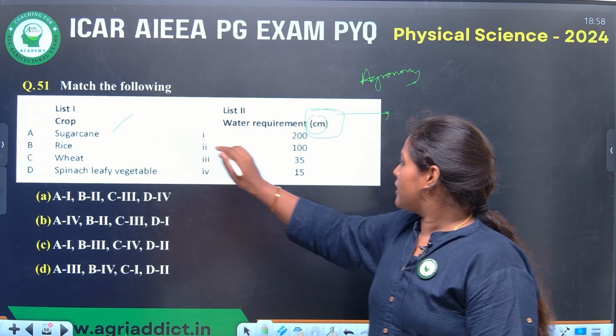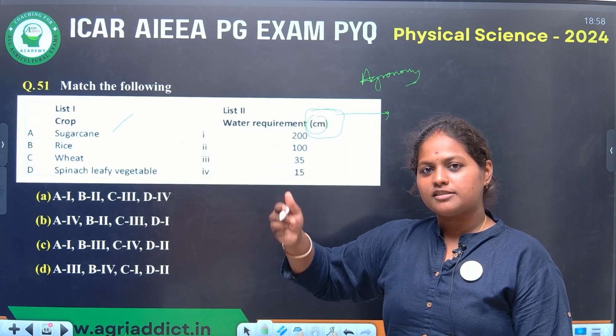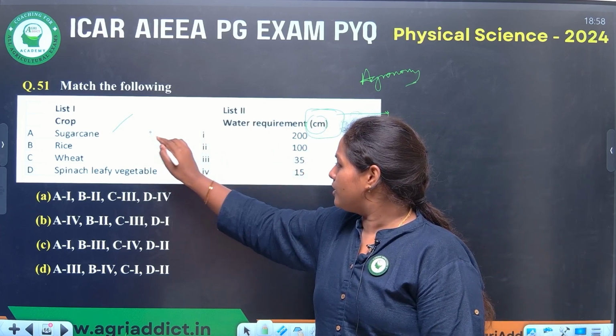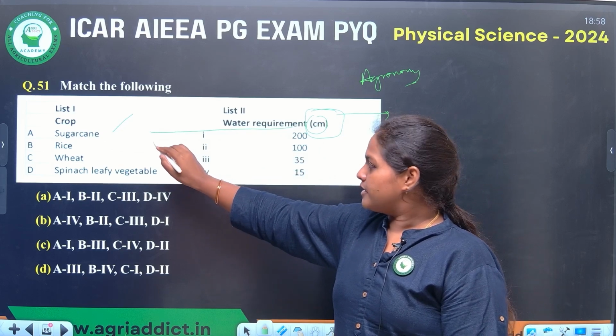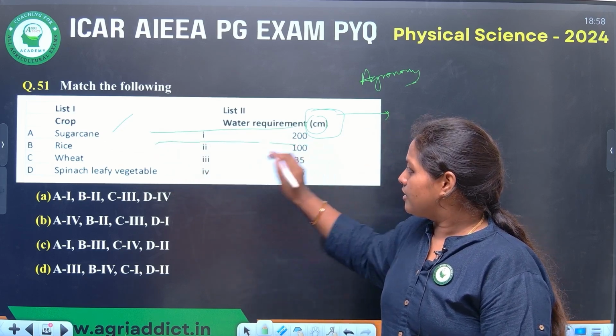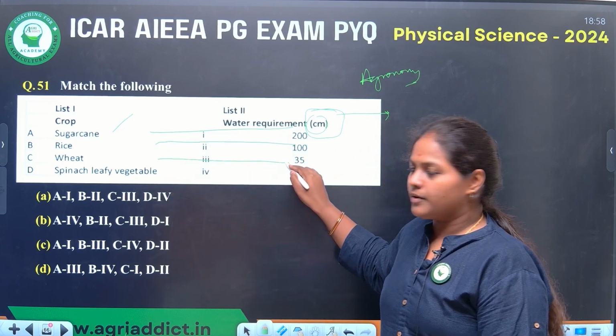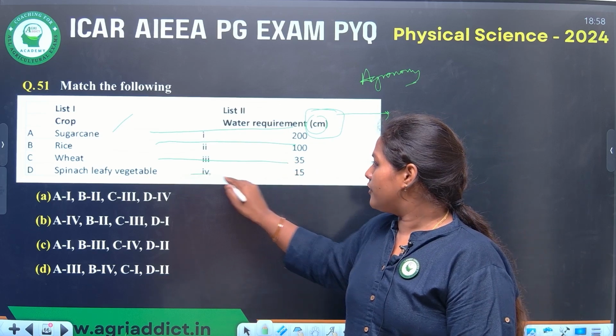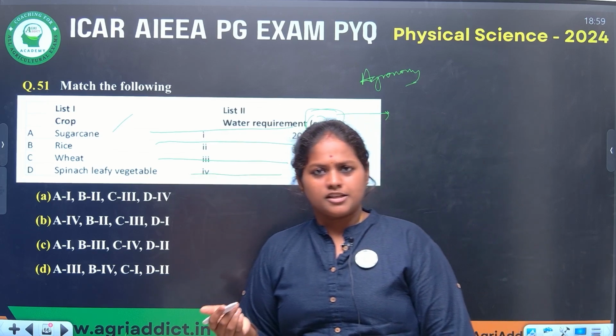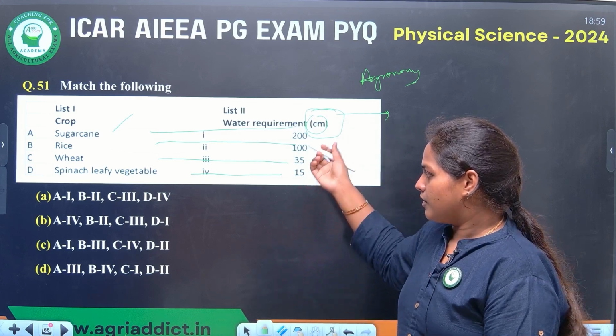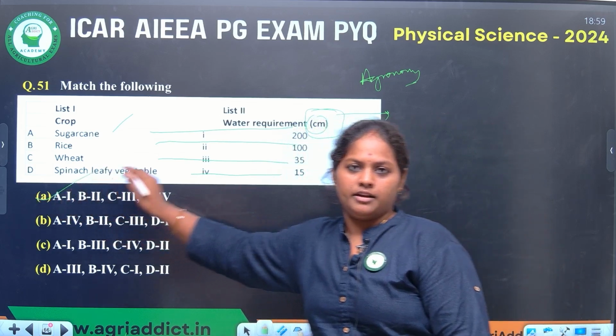Sugarcane it is 2000 millimeters or around 200 centimeters. So A1, rice 100 to 120, wheat 35, that is 350 mm. Leafy vegetables a little bit lower, 15 centimeters or 150 mm. All are straight away they have given option A.